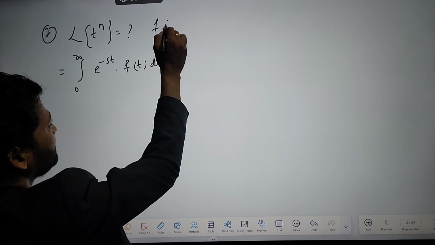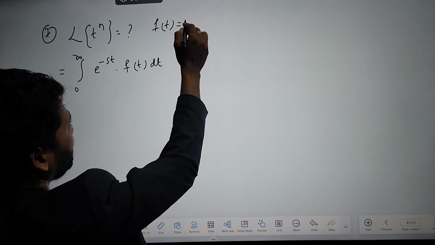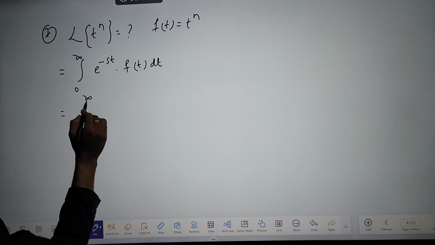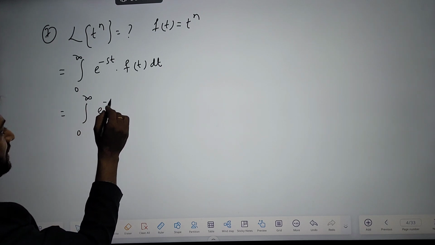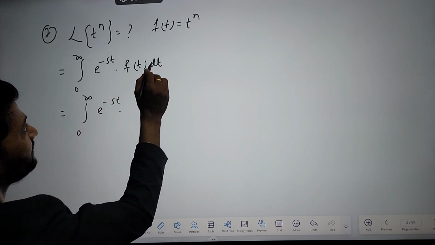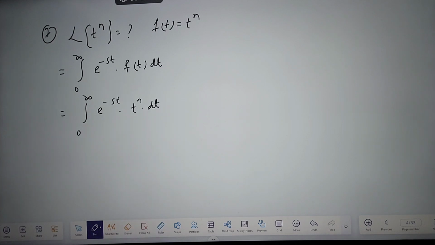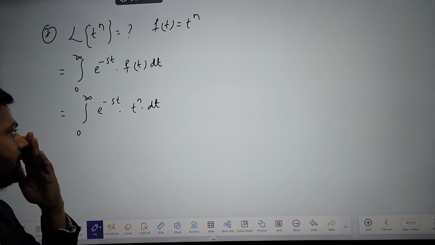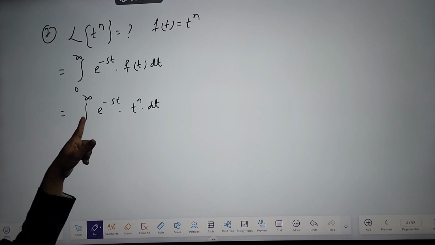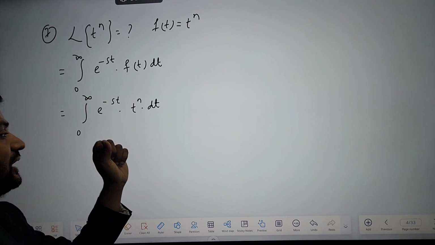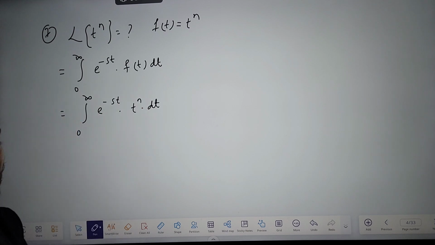So here what is the function? f(t) is the function, you can say t to the power n. So now it will be integration from 0 to infinity, e to the power minus st, f(t) क्या है? t to the power n dt. Done. So now we are going to solve it. Here there are two different functions. One is the exponential function e to the power minus st, second is t to the power n, and we are going to integrate with respect to dt.